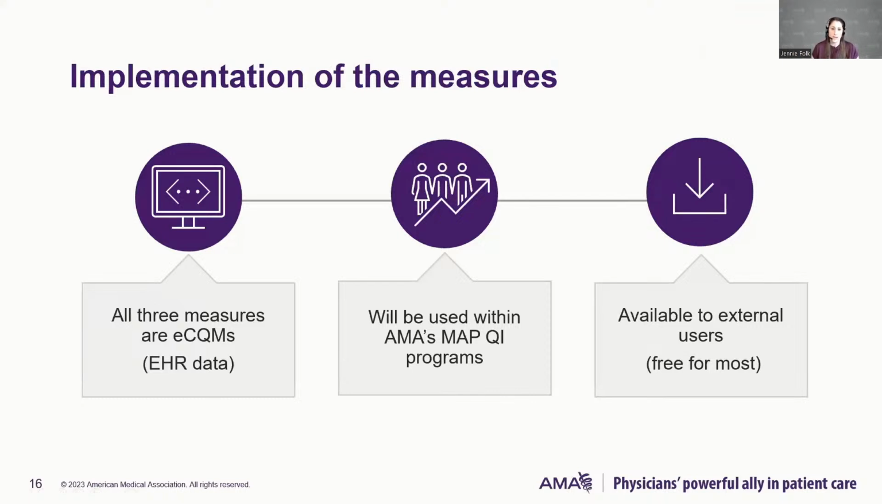So those are the 3 measures that make up the AMA prediabetes quality measure set. All of the measures have been finalized as eCQMs using EHR data. We will be using them within our own QI program, and we're also licensing the measure set for free to most organizations.